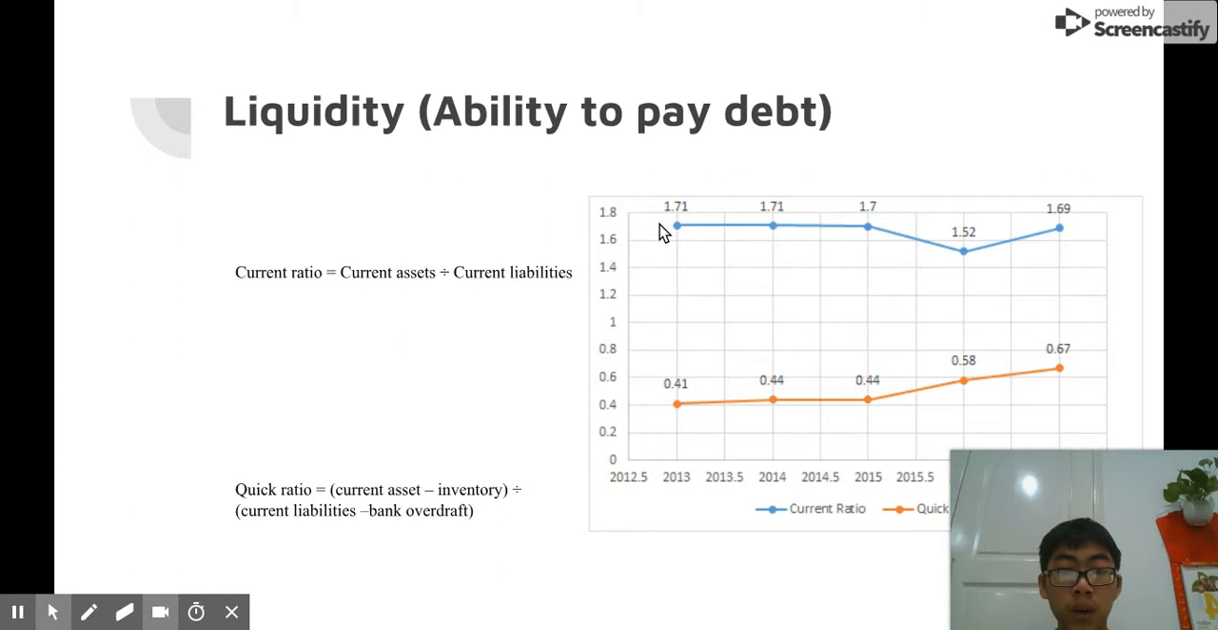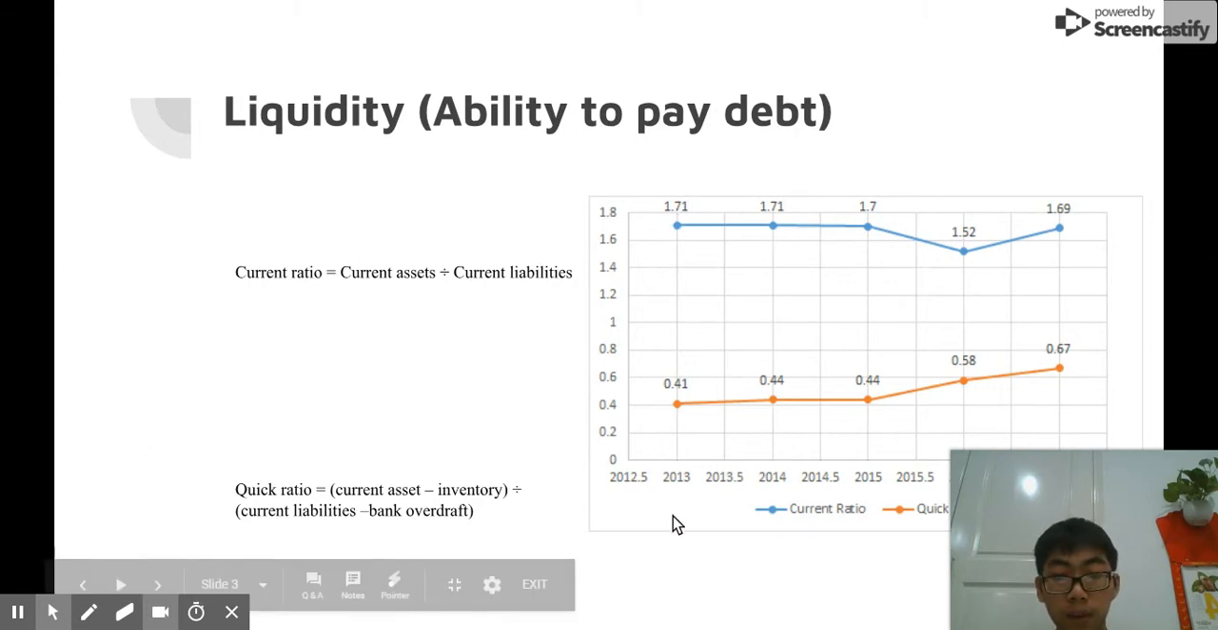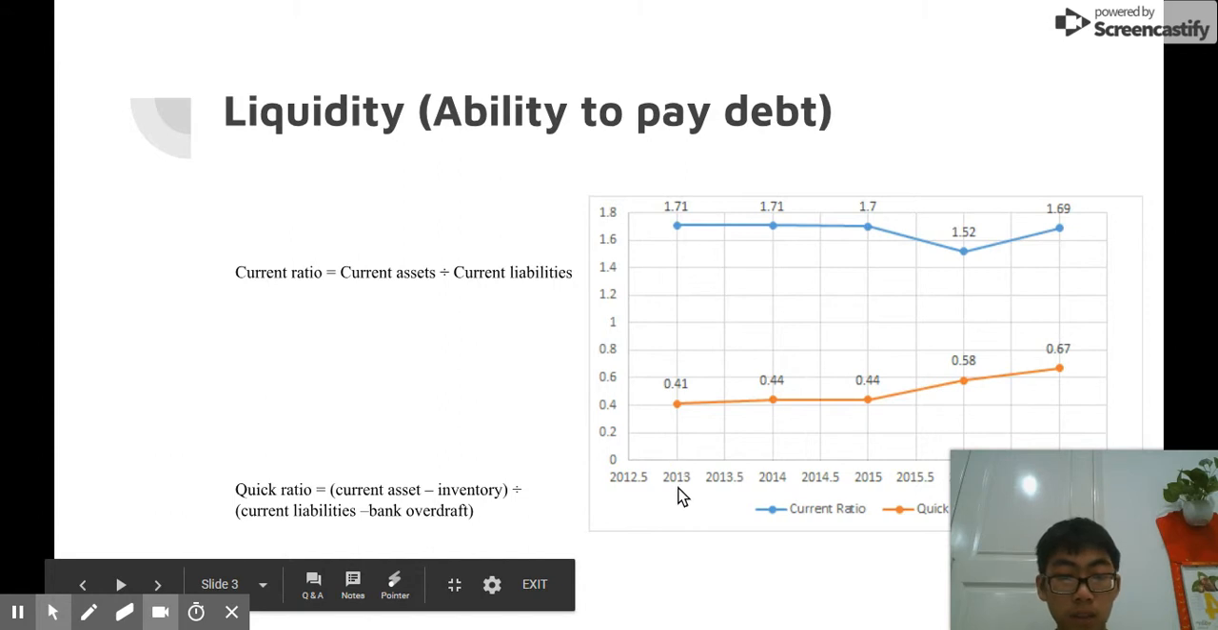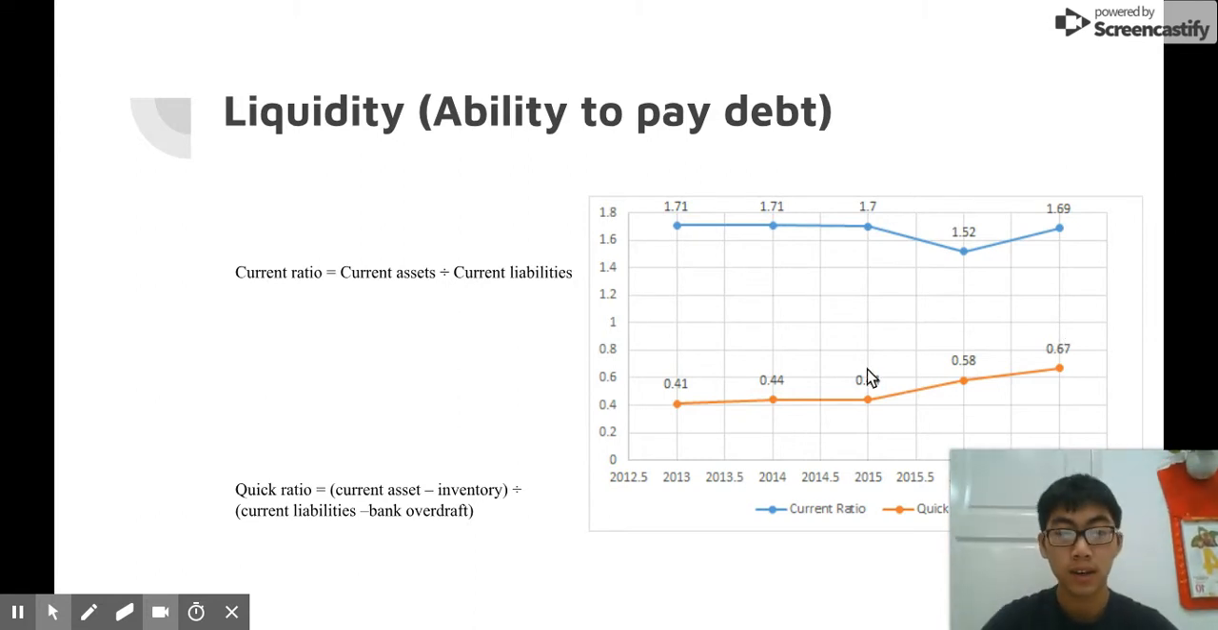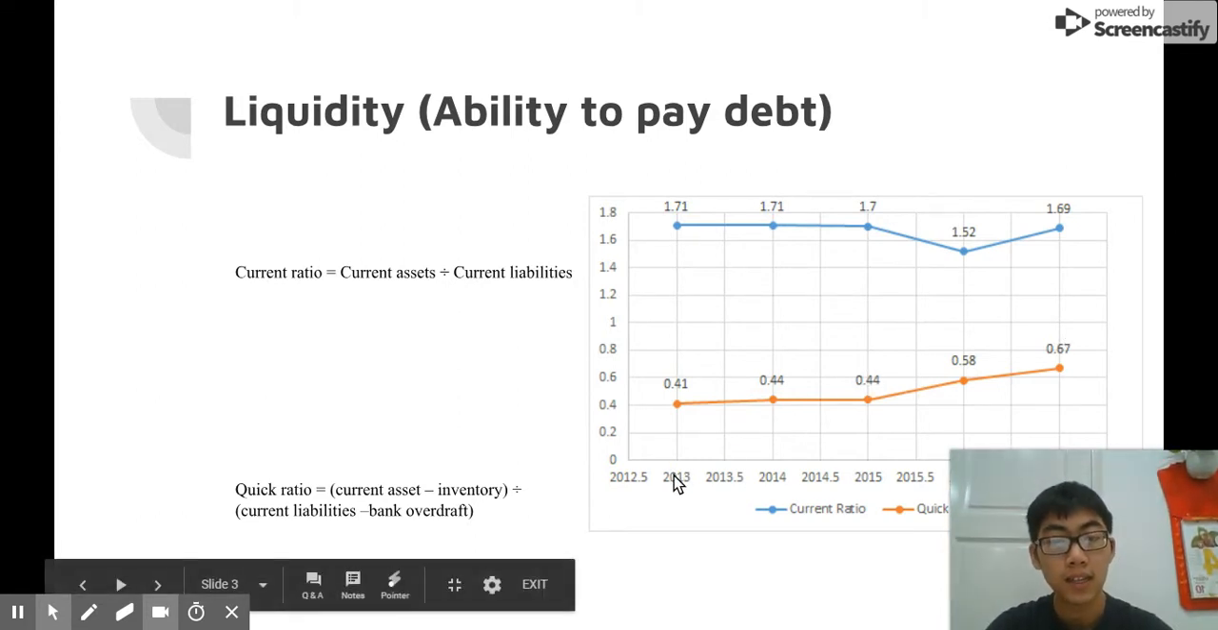About the current ratio of this company, I can tell that it is very constant. It's just at the level of 1.7, 1.69 for about the 5 years from 2013 to 2017. The quick ratio is increasing. It's growing from 0.41 to 0.67, so it may continue to grow in the next years as it has been growing from 2013 to 2017.